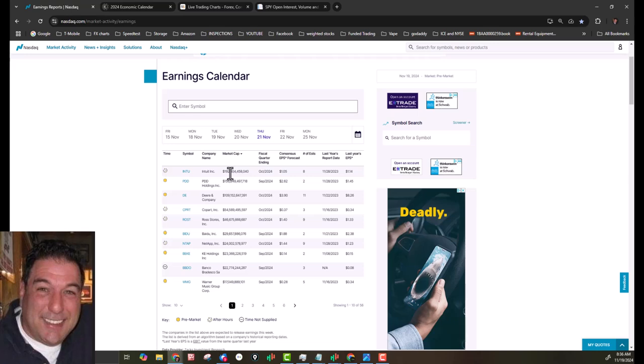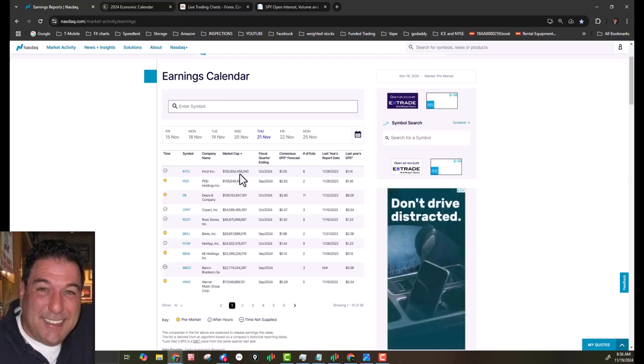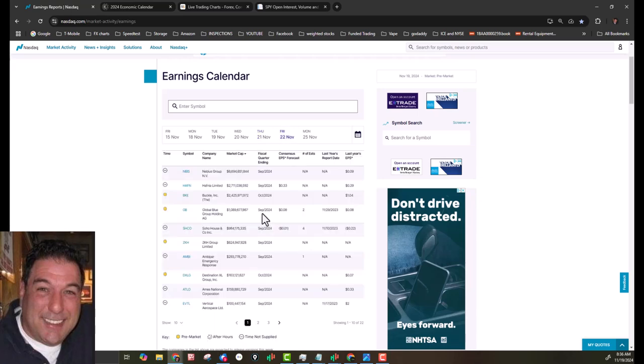Intuit, 192 billion. They're going to report in the evening. Notice all the tech reports in the evening. Okay, PDD Holdings, all right, 156 billion. They're going to report in the morning. John Deere, 109 billion. They're going to report in the morning. Friday. Just some familiar names, nothing that's going to move the market.